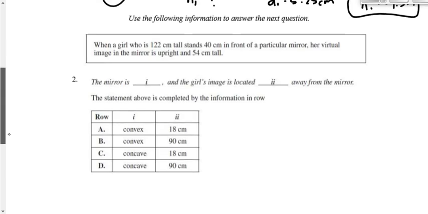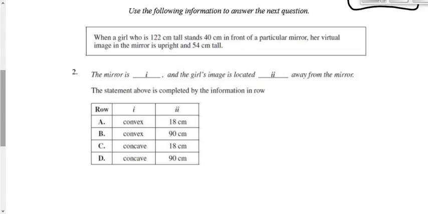All right, take a look at the second one. It says when a girl who's 122 centimeters tall stands 40 centimeters in front of a particular mirror, her virtual image in the mirror is upright and 54 centimeters tall. What type of mirror is it? And where is the image distance? Where is the image formed here?